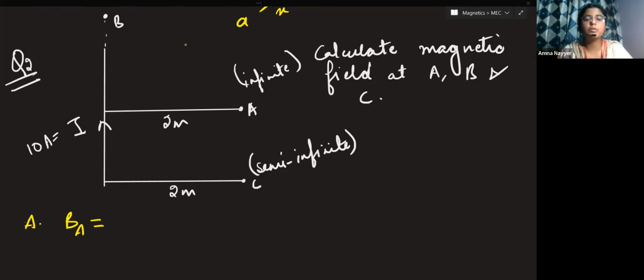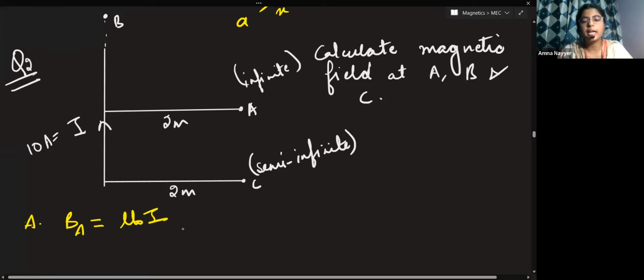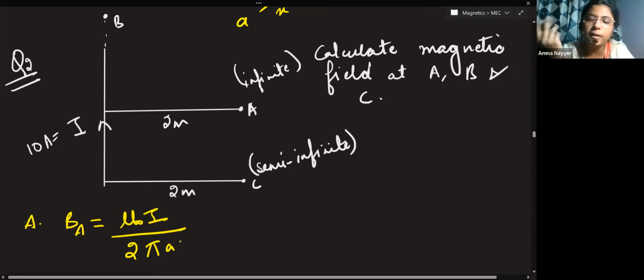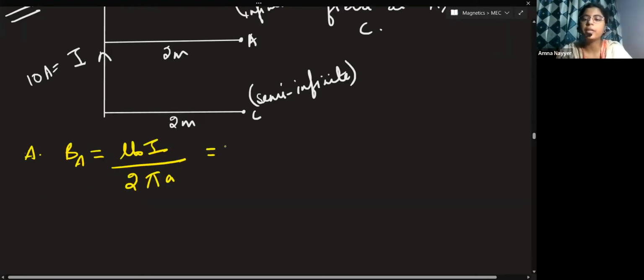See, it's mu naught I divided by 2 pi a. For semi-infinite, this becomes 4 pi a, mu naught I by 4 pi a. So remembering the formula is easier. So this is mu naught I by 2 pi a. Now mu naught, what did I tell you? Write mu naught as 4 pi into 10 to the power minus 7. Is this clear now, Fatima Munir? Is the formula clear now? This is 4 pi into 10 to the power minus 7.